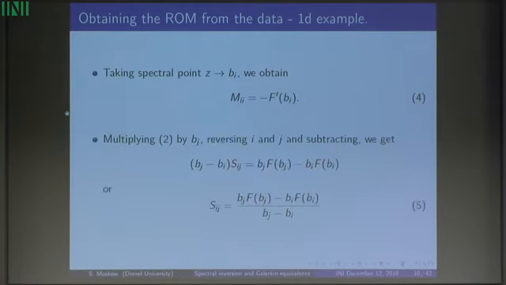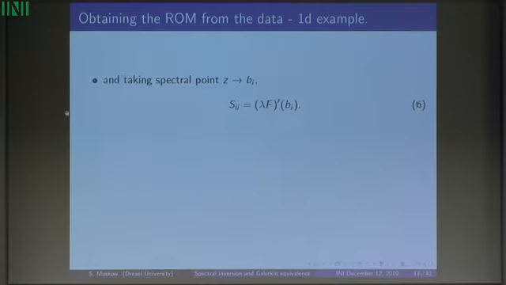Again, looking at the variational formulation, multiplying by uj, reversing i and j and subtracting, you could write this down pretty easily, you get similar formulas for the stiffness matrix. And again, taking a nearby spectral point and limits, you get the diagonal of the stiffness matrix given by this derivative.